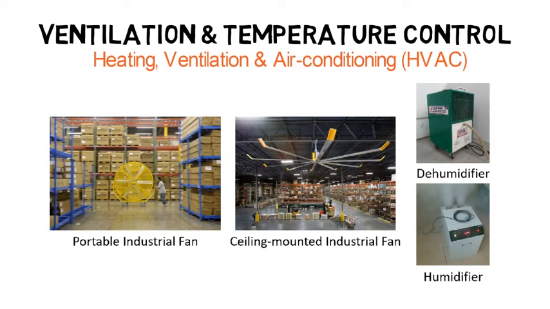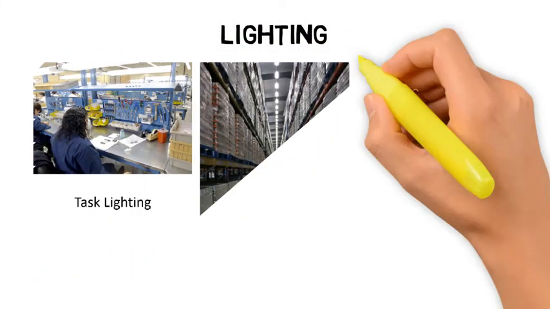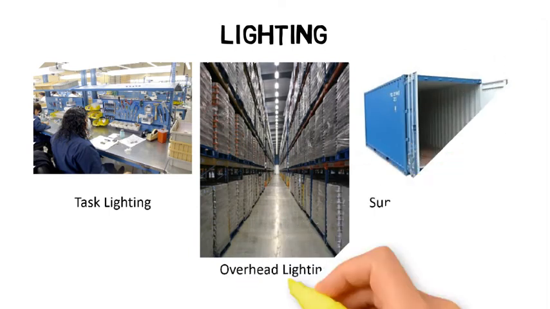For areas with exceptionally high or low relative humidity, additional dehumidifiers or humidifiers are necessary to extract moisture or inject moisture into the air. This is for the purpose of protecting products or maintaining optimal working conditions for workers. There are many different tasks being carried out in a warehouse which require different levels of lighting.